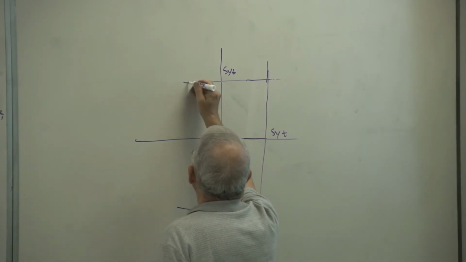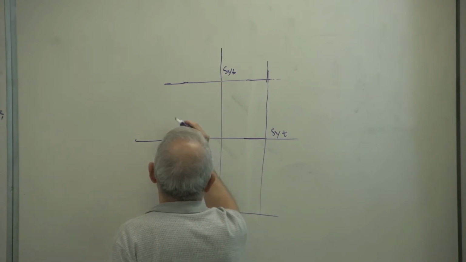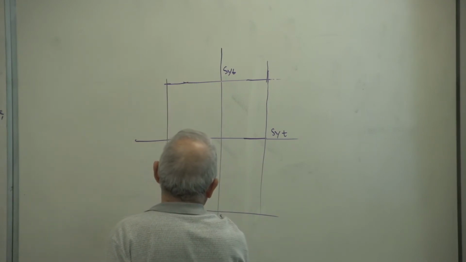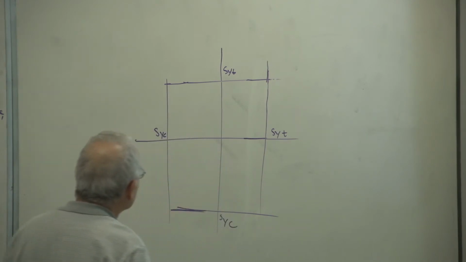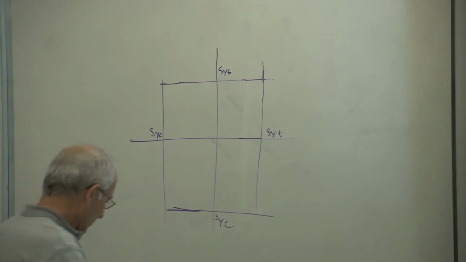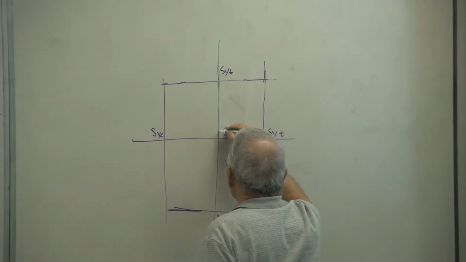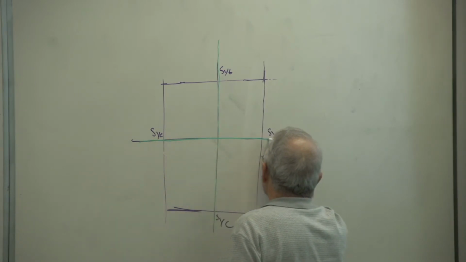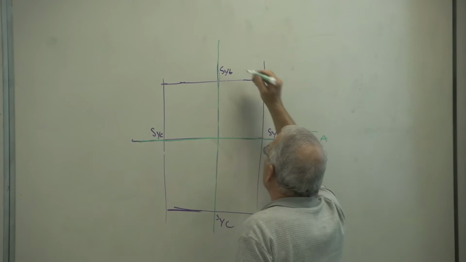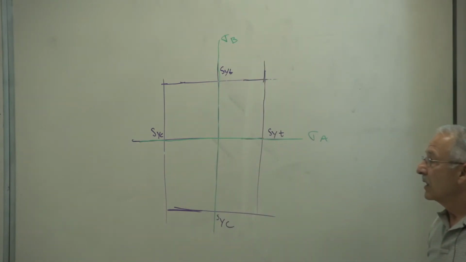For ductile materials, yield strength in tension and compression are the same. For brittle materials, not so. Let me indicate my axes a little bit more pronounced, like this.